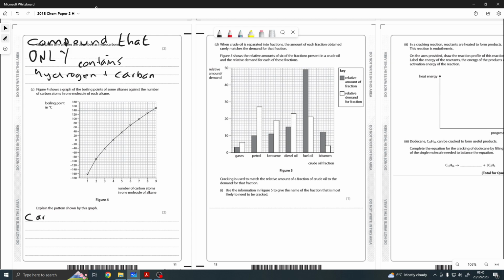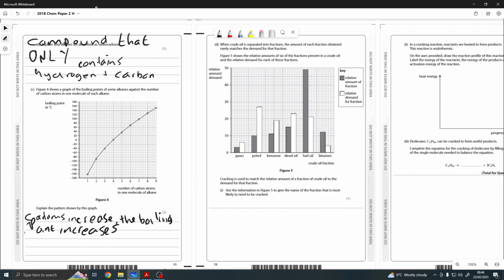Carbon atoms increase. Hang on, increase. My little finger's getting in the way today. The boiling point increases. So that's the pattern. That's the trend. That's one mark. But why?